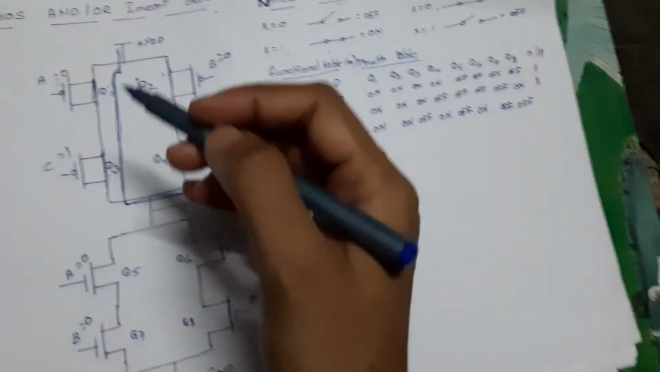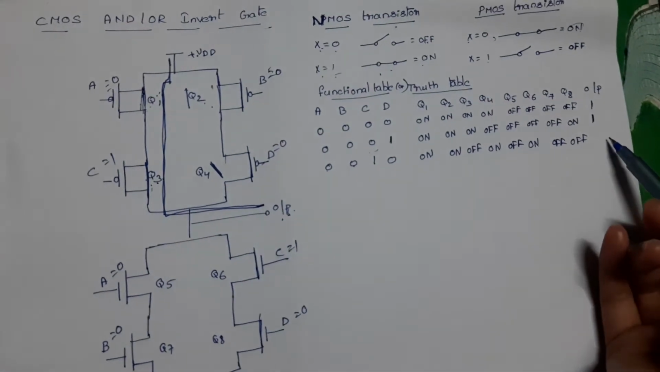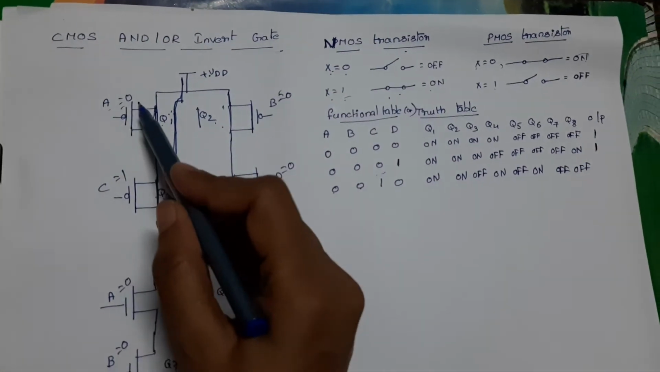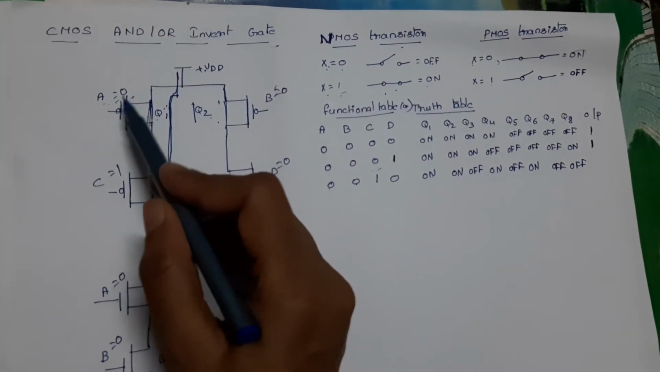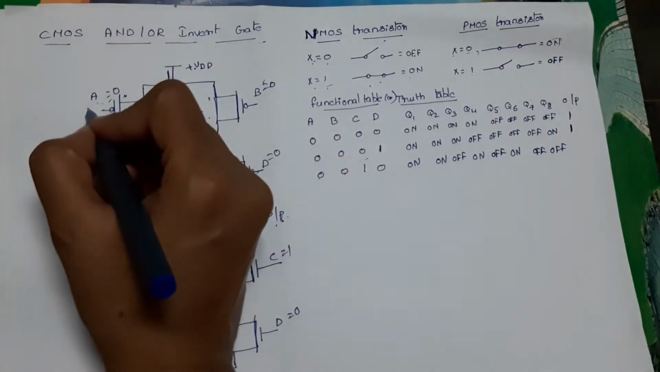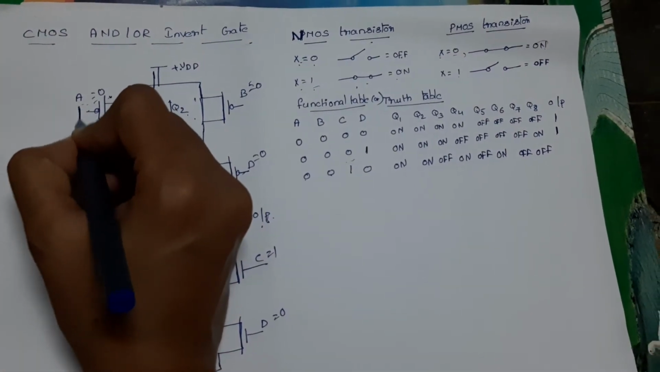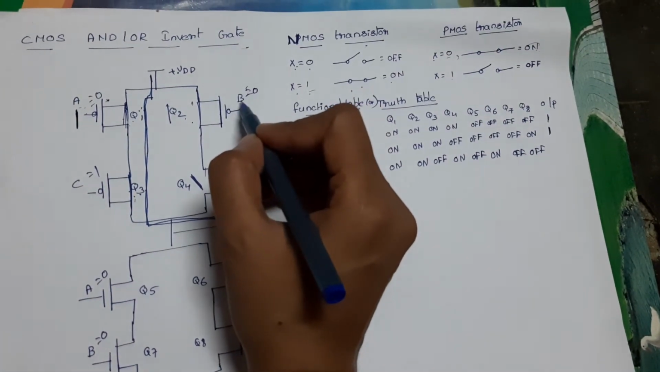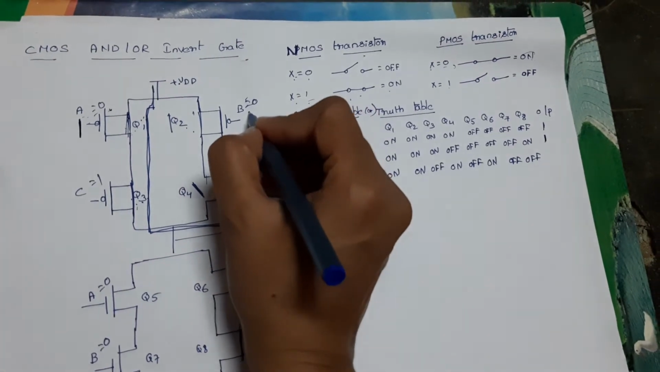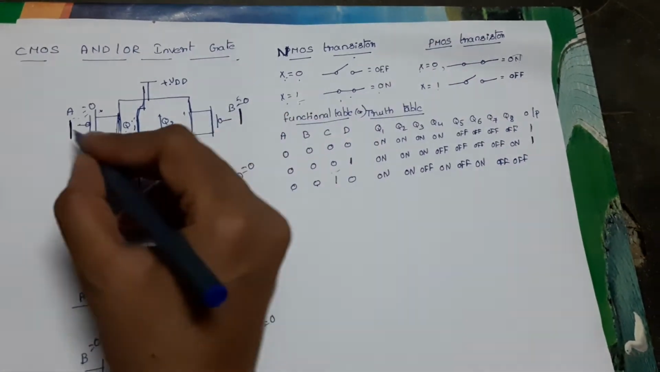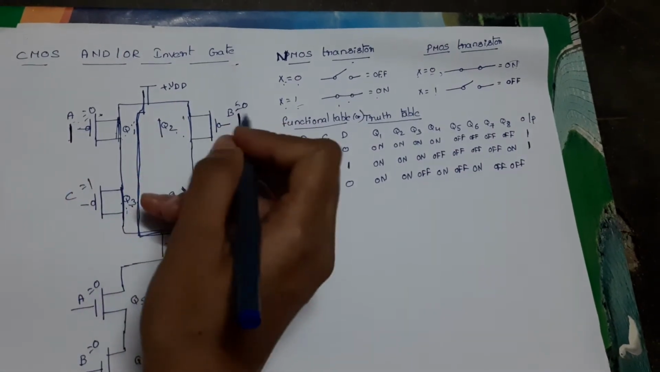Okay. So now let us see the output, the flow from plus VDD to the output terminal. So A is equal to 0, which means the PMOS transistor is a short circuit. Next, B is equal to 0 also, so the PMOS transistor is a short circuit. So both Q1, Q2 are short circuit.